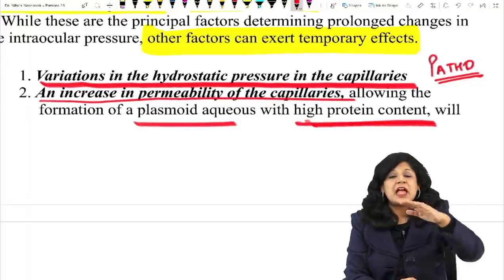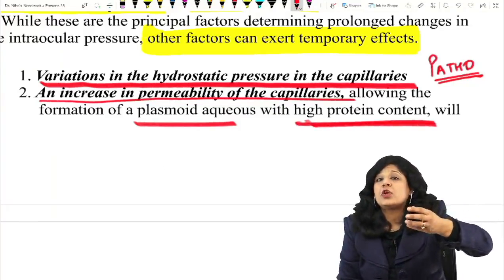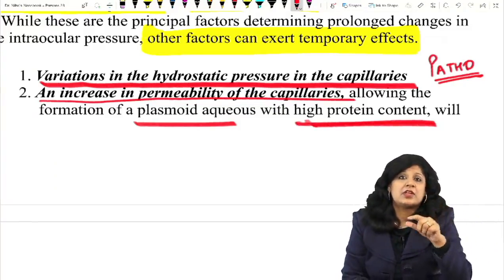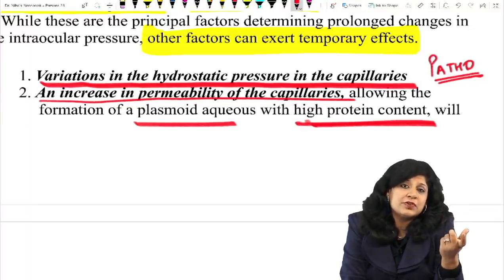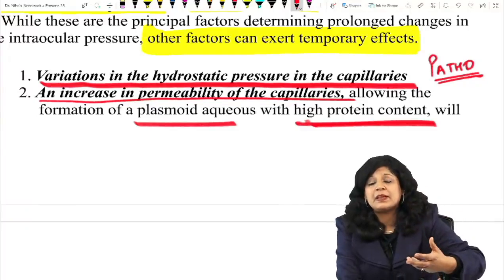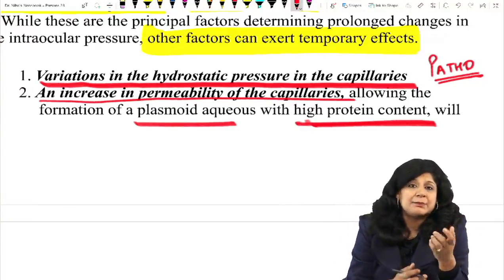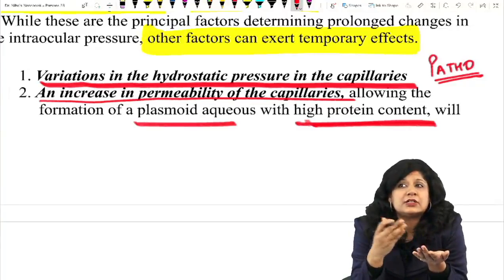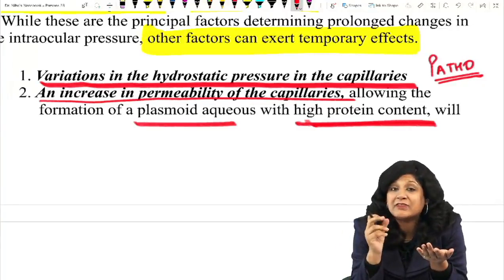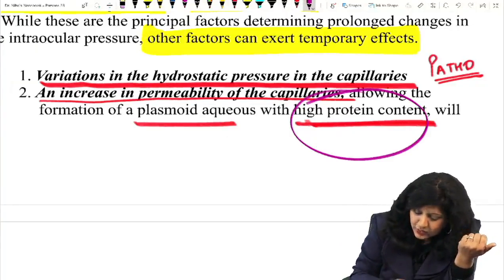Now normally I do not have that vascular permeability, so I do not have the large proteins, and that is what happens in cases of uveitis. Due to the damage to the endothelium, we have increased vascular permeability, we have release of proteins, and we have aqueous turbidity. So especially in the inflammatory cases, when I have increase in the permeability, I will have the presence of high protein content.